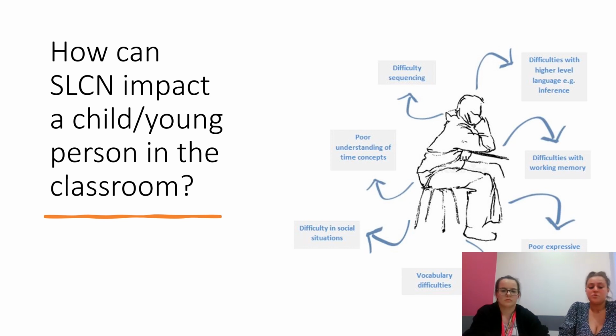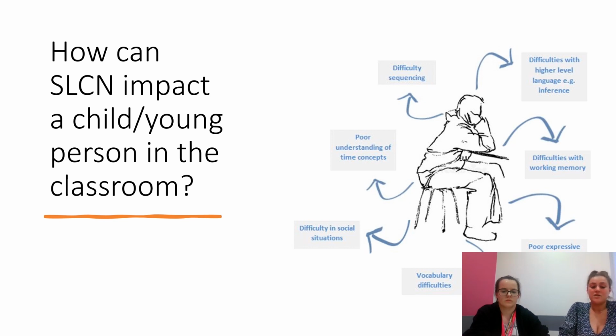They might have poor expressive language skills, which means if you ask them a question, they might not be able to properly answer it. They might give you maybe a strange or odd response that doesn't make sense. They might be missing out those key grammar words. They may have vocabulary difficulties when they're speaking or putting their hand up, or within their writing as well.